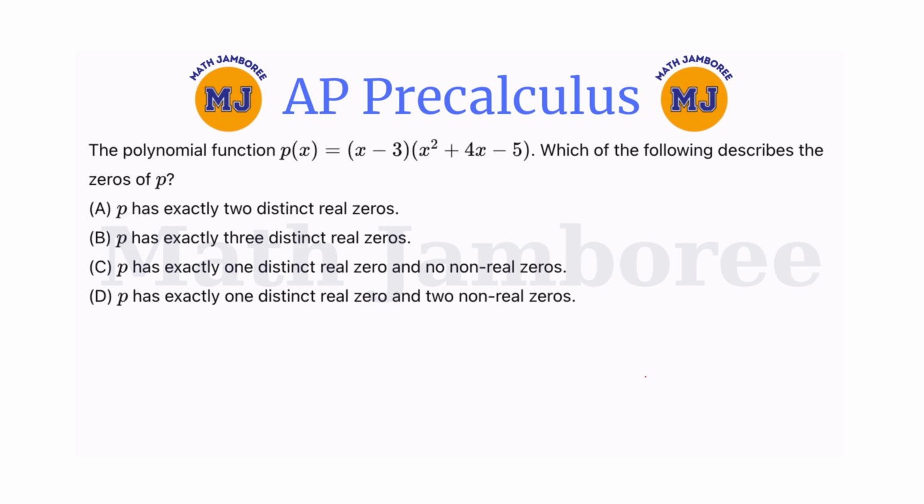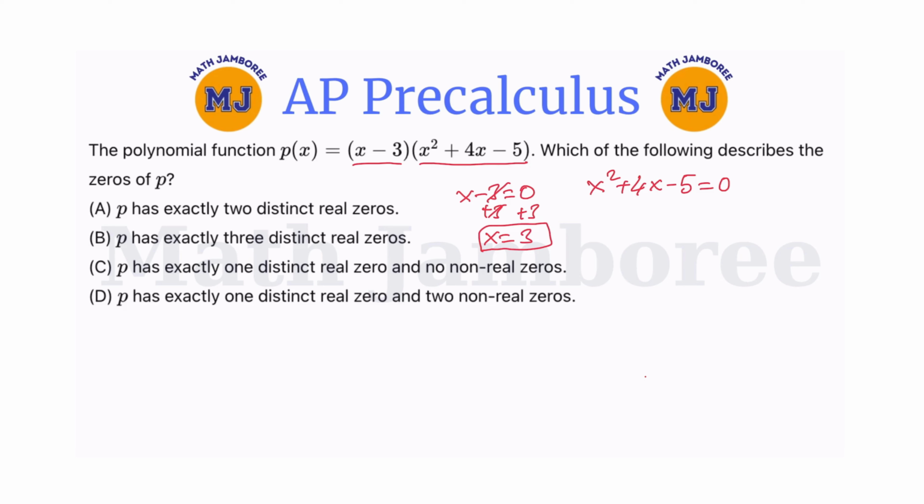To find the zeros of a polynomial function, we will make the factors equal 0. There are two factors here, so we set x minus 3 equal to 0, and the second factor, x squared plus 4x minus 5, equal to 0. Adding 3 to both sides, we get 3 for the first root.